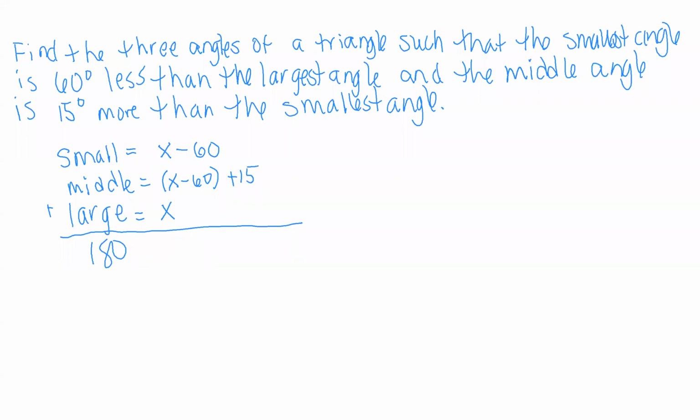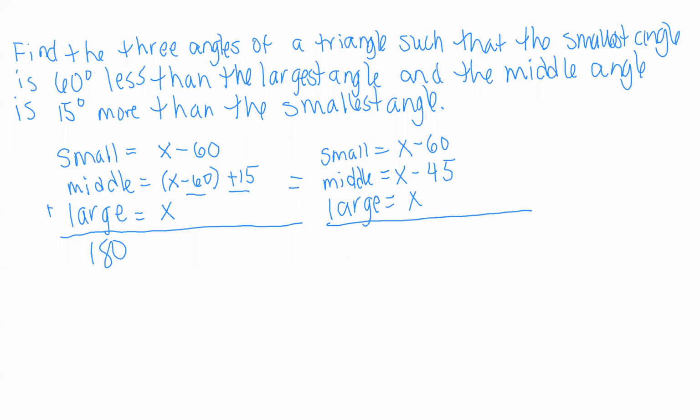Okay. So when you combine like terms here, you might want to be a little bit careful. In fact, I'm going to scoot over and clean this up a little bit. The smallest angle is still x minus 60. The middle angle is x minus 60, but then I want to add 15. So minus 60 plus 15 is minus 45. And the large angle is still just plain old x. Everything still has to add up to 180.